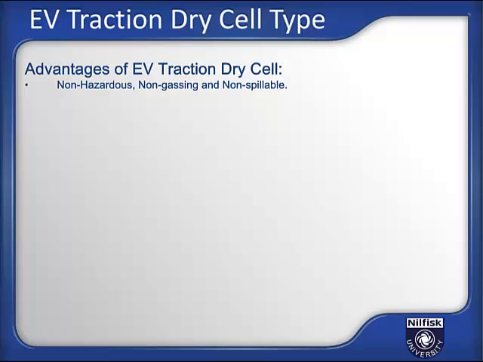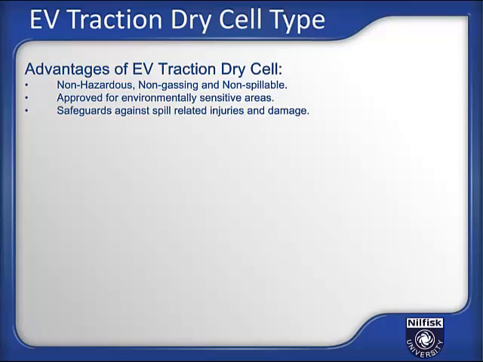So an EV traction dry cell is non-hazardous, non-gassing, and non-spillable. It's approved for environmentally sensitive areas. It safeguards against spill-related injuries and damage and eliminates corrosion due to off-gassing. It also does not require a ventilated charging room. So these are the characteristics that you've heard for all of the VRLA categories. So that includes your gel, AGM, gel Dryfit, and of course EV traction dry cell.